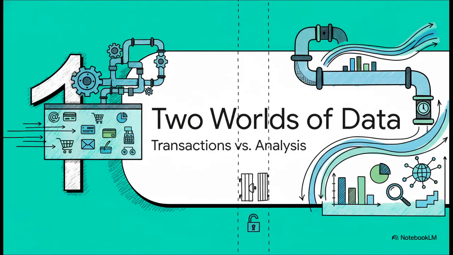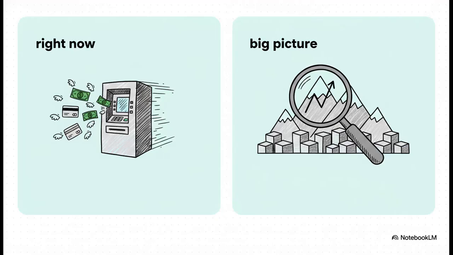So, to really get a handle on what those pipes do, you've got to understand a key secret. We work in two totally different worlds of data, and each one is built to solve a completely different kind of problem. Okay, let's break this down. On one side, you've got OLTP, which is just a fancy way of saying online transaction processing. This is the right now system. It's the ATM spitting out your cash, or Amazon confirming your order. It needs to be fast, simple, and handle millions of tiny little transactions.